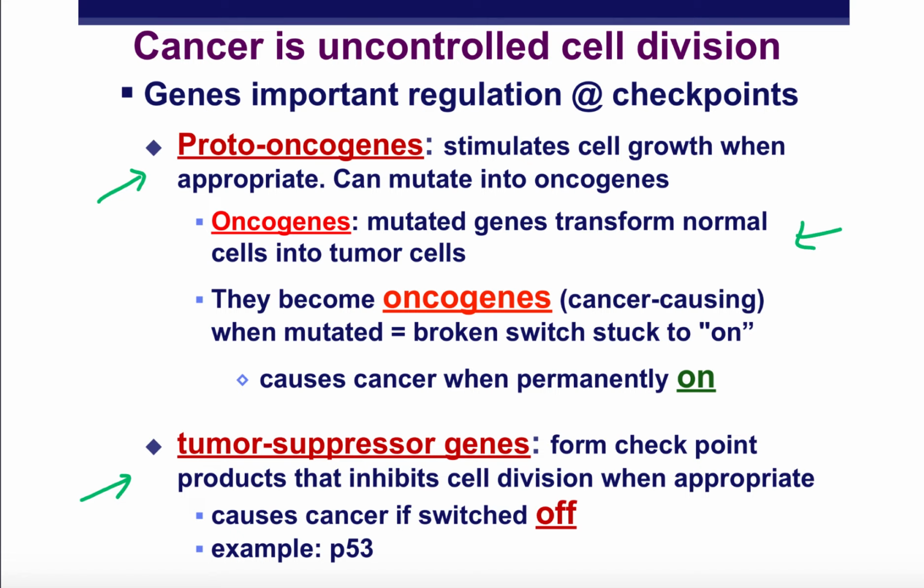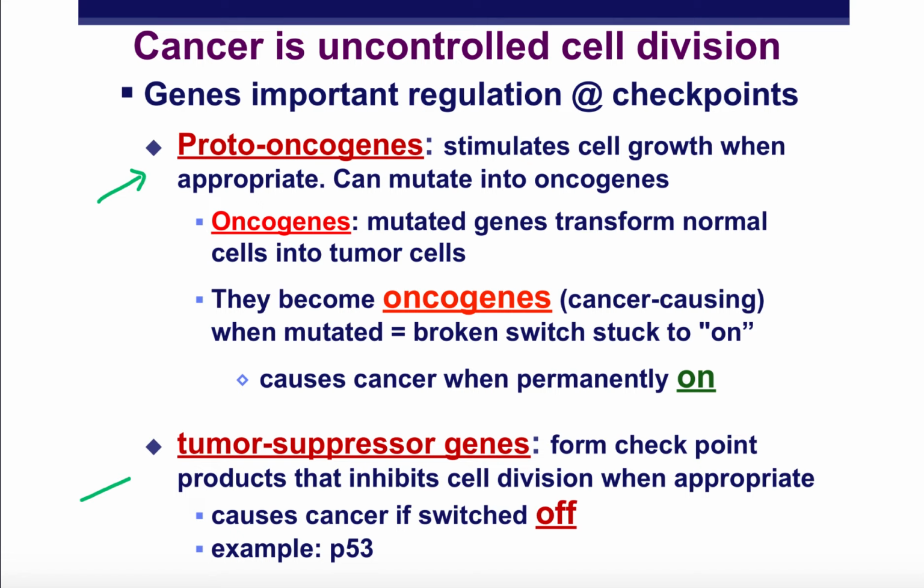It should stop dividing because it's not on the proper surface, not anchored to the proper surface. But in this case, because the oncogene is stuck in the on position, it keeps dividing even when it's inappropriate. That's what an oncogene is. The normal version, where it's able to switch on only when appropriate, is the proto-oncogene. So it's the same gene, just the dangerous version is the oncogene versus the safe version, which is the proto-oncogene.